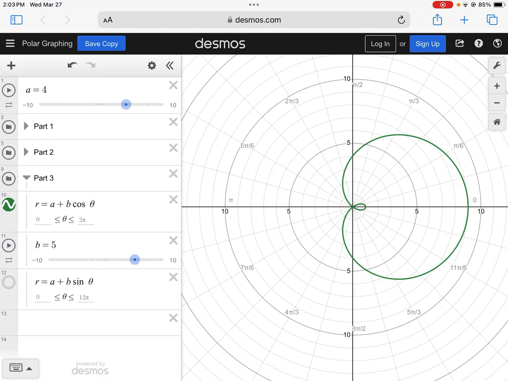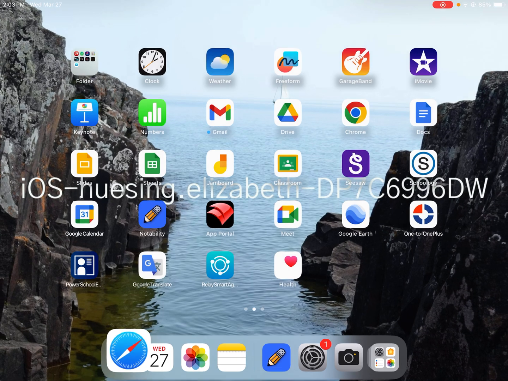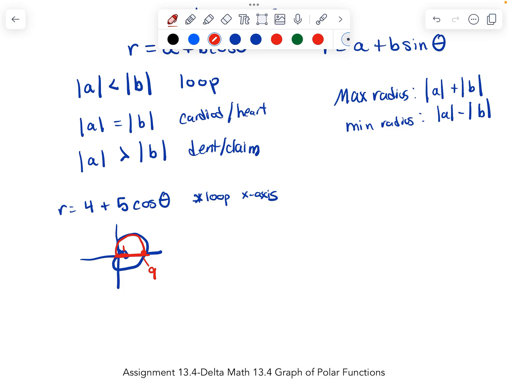So now if they were to equal each other, so 4 and 4, we can see how that's a heart. And that distance is 8. So r equals 4 plus 4 cosine of theta. Again, we know this is the x-axis, and we know it makes that heart shape. And then 4 minus 4, so that has a 0 there. And then our radius here was 8.